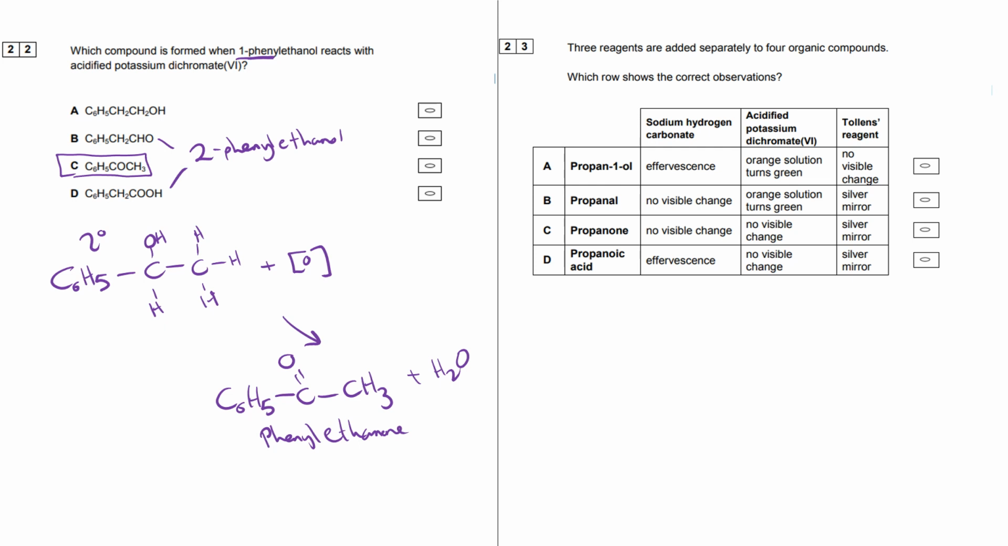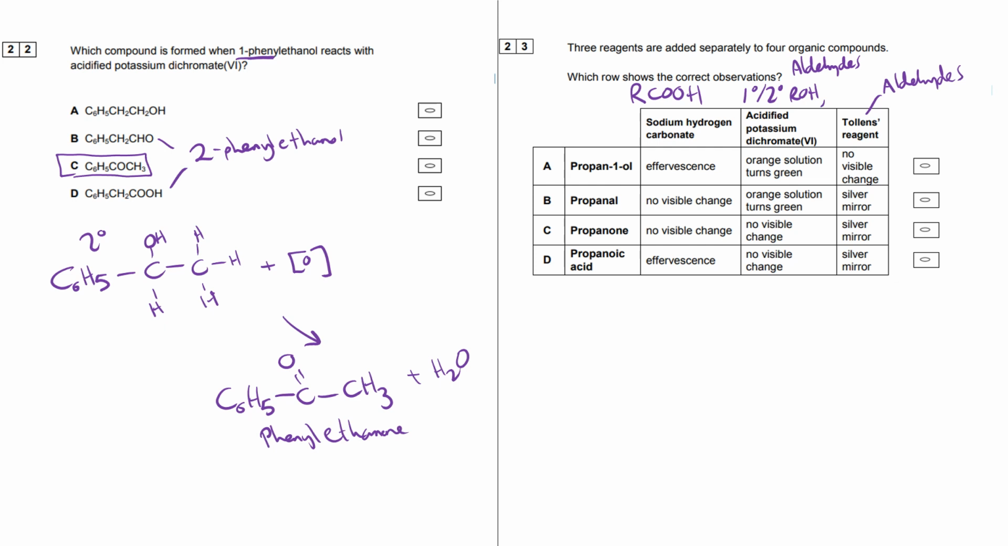So you're adding sodium hydrogen carbonate. That will cause effervescence with a carboxylic acid. You've got acidified potassium dichromate. That's an oxidizing agent. That's going to react with primary or secondary alcohols. It will also react with aldehydes. And Tollens' reagent is a weaker oxidizing agent, so it can't oxidize alcohols, but it will oxidize aldehydes.